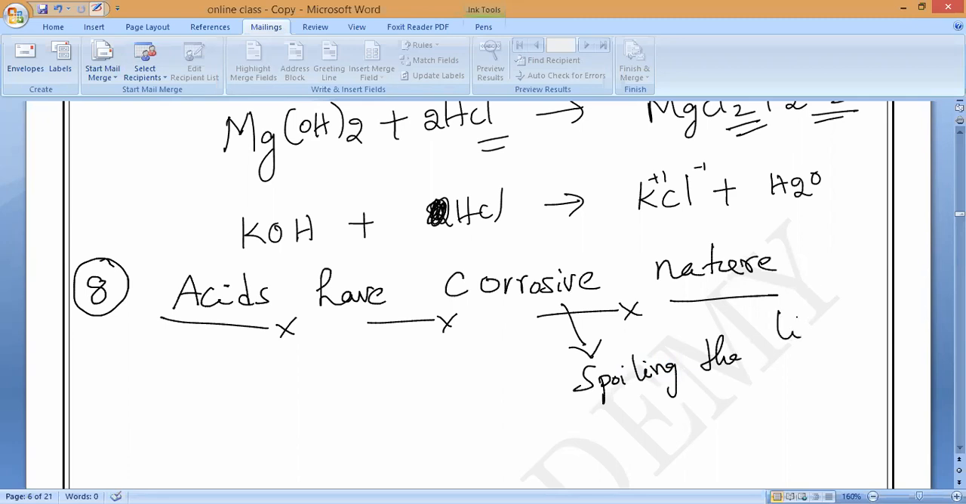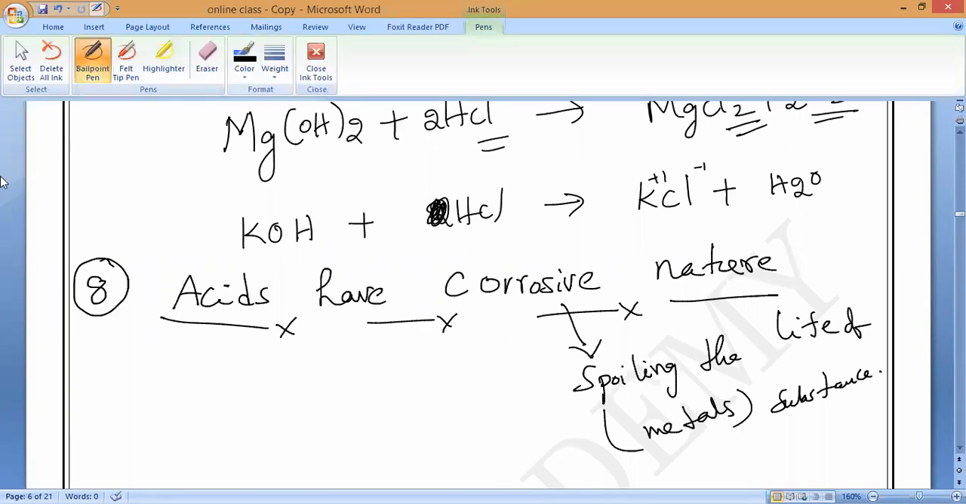Spoiling the life of metals or any substances, that is what we should call corrosive in nature. Do you understand? Yes or no? Please tell me. So now, for example, sir, how are they corrosive in nature?